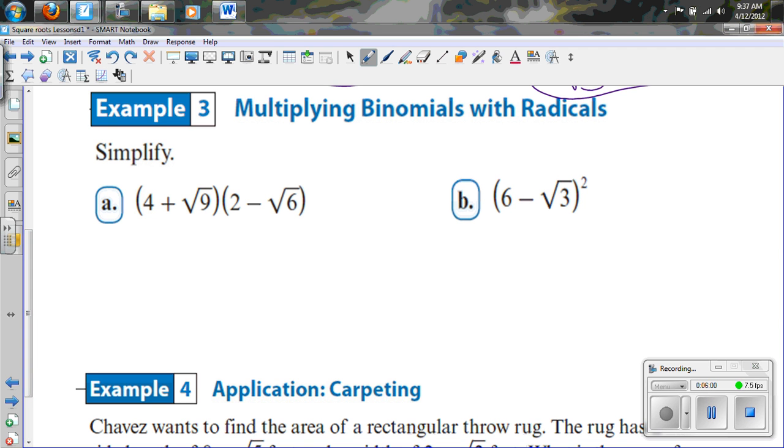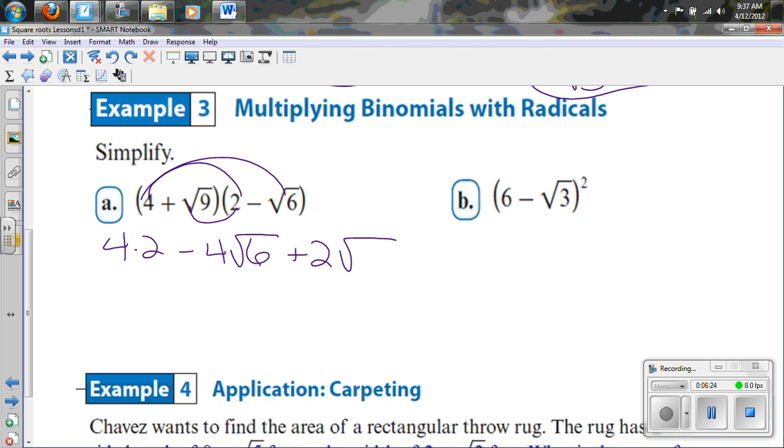Multiplying binomials with radicals. This is using the FOIL or box method to do distributive property twice, basically. So we're going to go 4 times 2, 4 times negative 6, square root of 6. And again, I'm going to put the radical in front. And then 9 times, square root of 9 times 2. And again, I'm going to put the whole number in front and the radical behind. And then last, square root of 9 times the square root of 6.